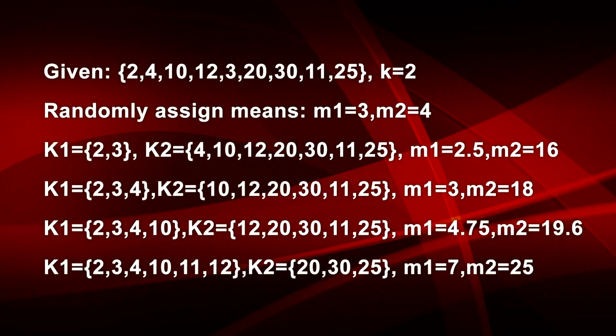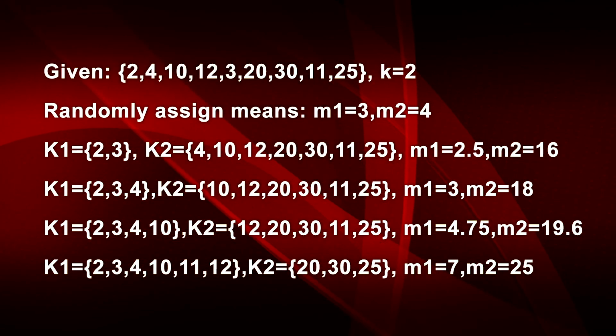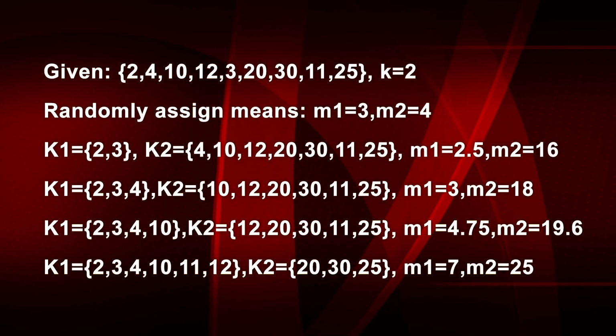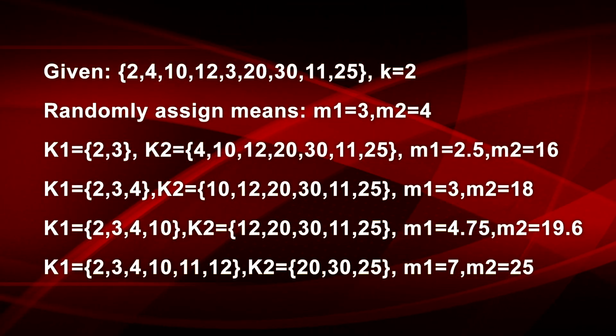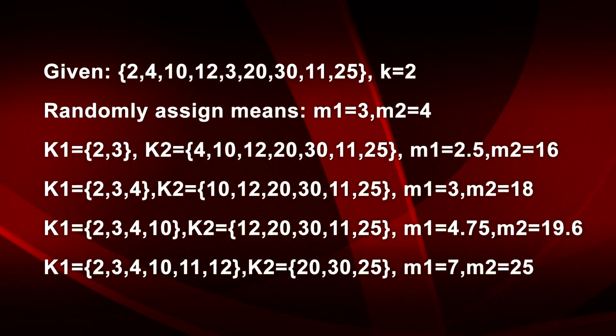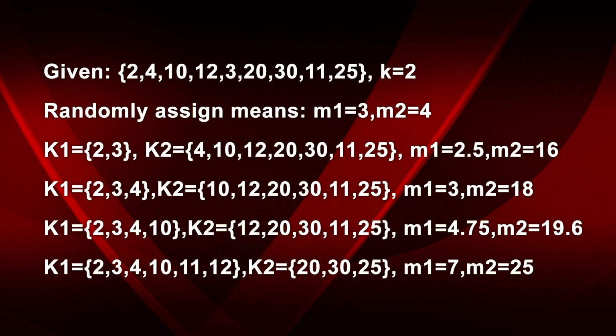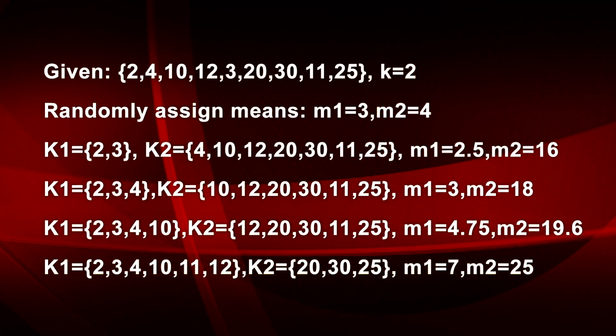So, you see in the third line K1 consists of 2 and 3, K2 consists of 4, 10, 12, 20, 30, 11 and 25. Now, I need to compute the centroids, the new centroids for these 2 clusters.